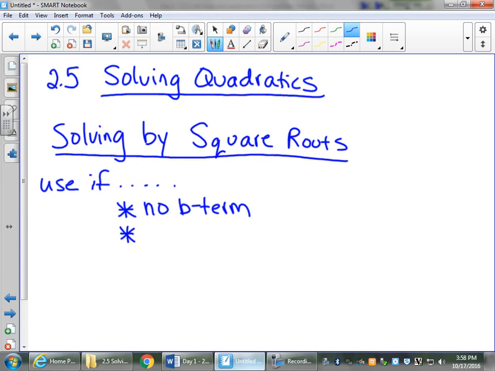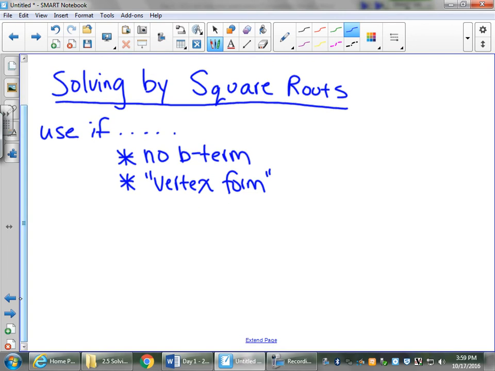The other time we can use this is if the equation is in "vertex form." Now I'm putting vertex form in quotations because technically it's not the exact setup of vertex form because it's not y equals. It won't be in function notation. But it'll be set up in a similar format where you can try to identify an a, an h, and a k value. There'll just usually be more than one k because the like terms haven't been combined. So vertex form is the other time we solve by square roots.